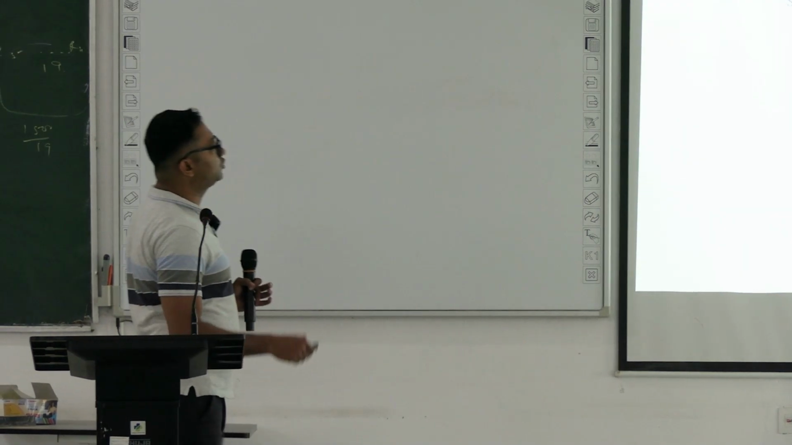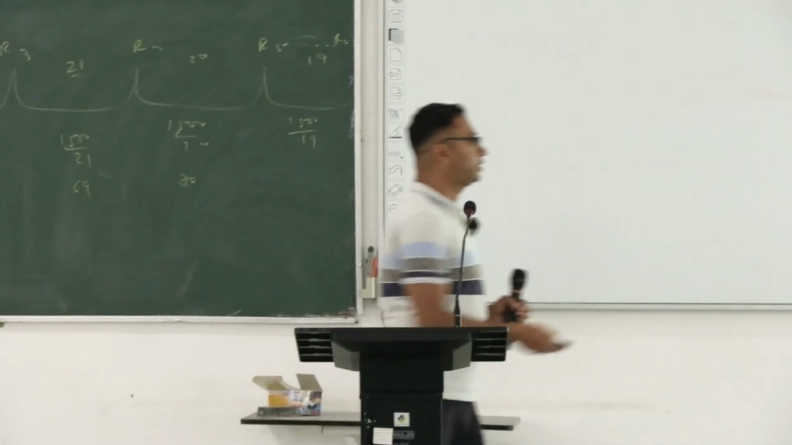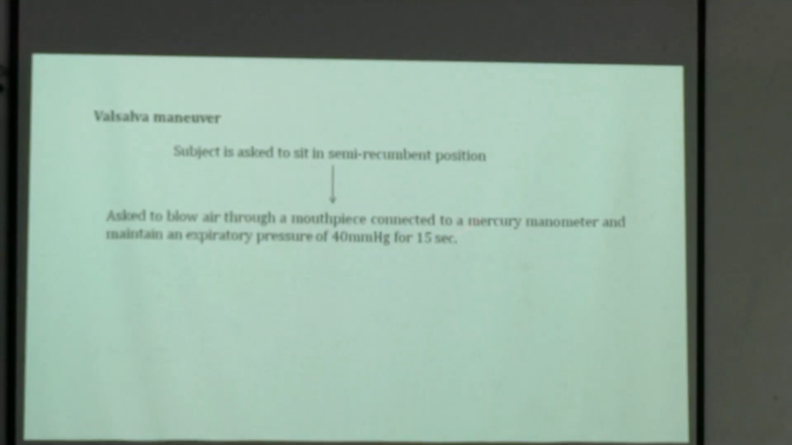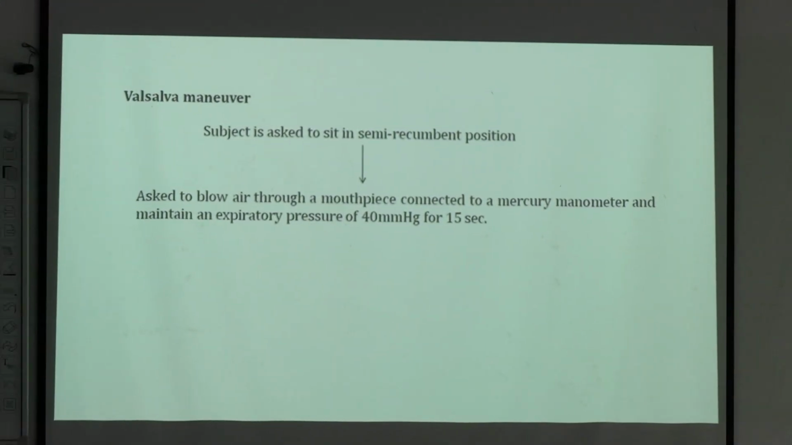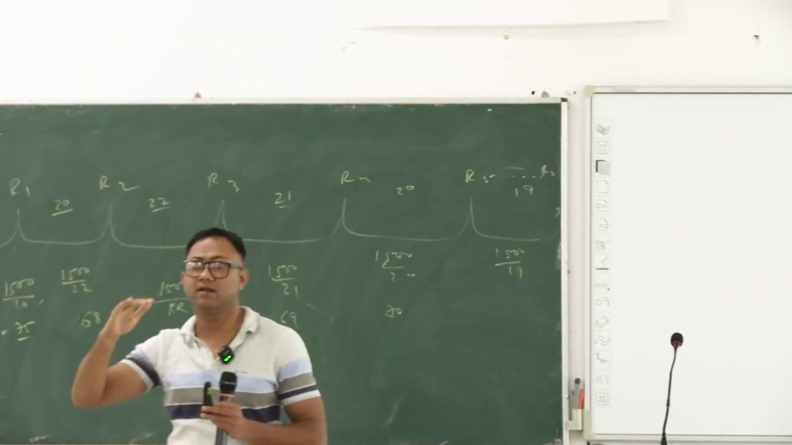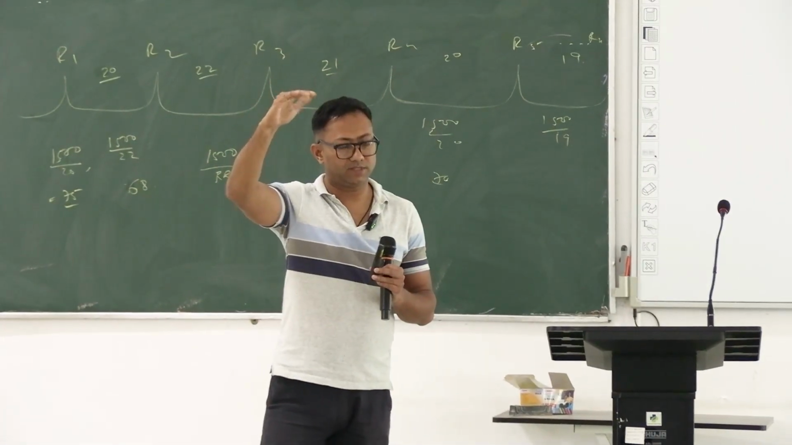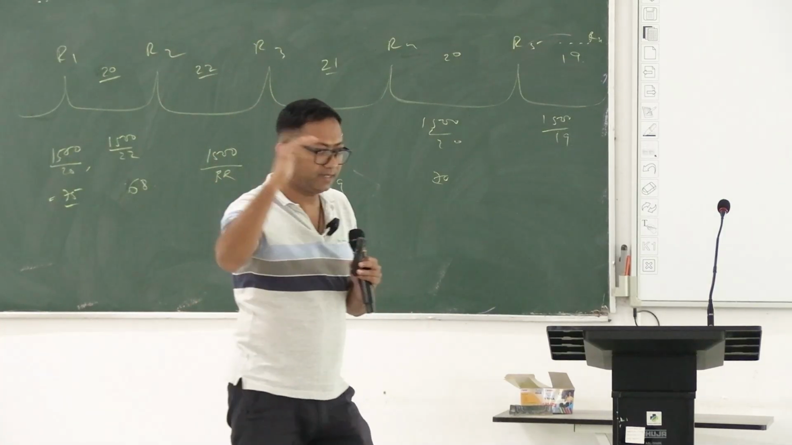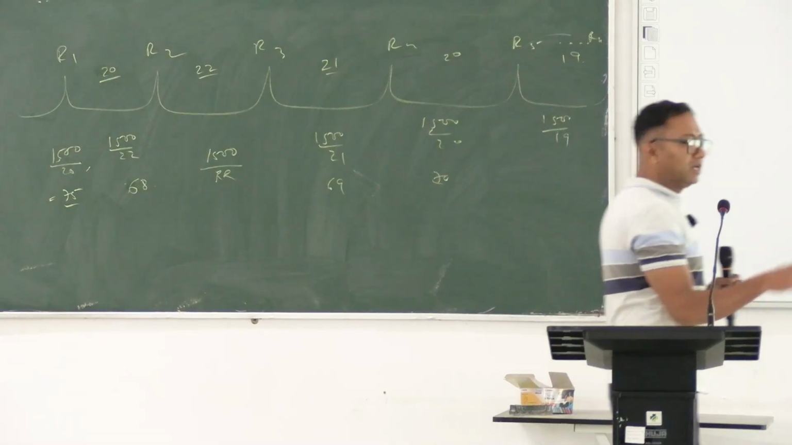So, the subject is asked to sit in a semi-recumbent position. Okay. Now, the subject is asked to blow air through a mouthpiece and hold it at 40 millimeter of mercury for 15 seconds. Okay. So, here is a mercury manometer. I can blow into it and the mercury will rise. The mercury will rise to 40 millimeter of mercury and I will maintain it at 40 millimeter of mercury. Neither will I raise it further nor will I decrease it below 40.